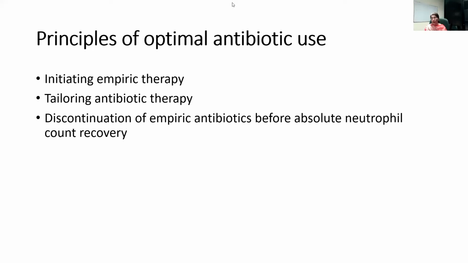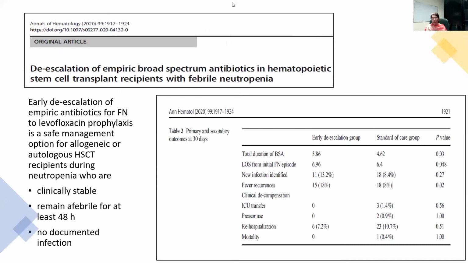I would like to mention the discontinuation of empiric antibiotics before absolute neutrophil count recovery. This is a study from the Annals of Hematology about de-escalation of empiric broad-spectrum antibiotics in hematopoietic stem cell transplant recipients with neutropenia. It was found that early de-escalation of empiric antibiotics for neutropenia to levofloxacin prophylaxis is a safe management option for allogeneic or autologous stem cell transplant patients during neutropenia who are really stable, who remain afebrile for at least 48 hours, or who don't have any documented infection.